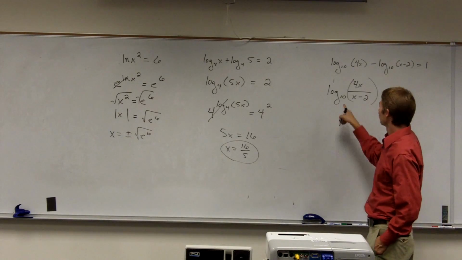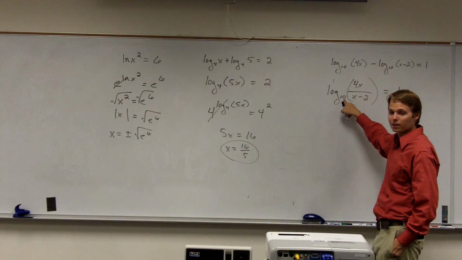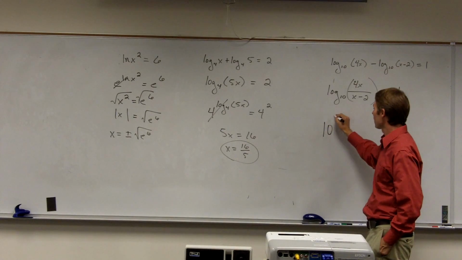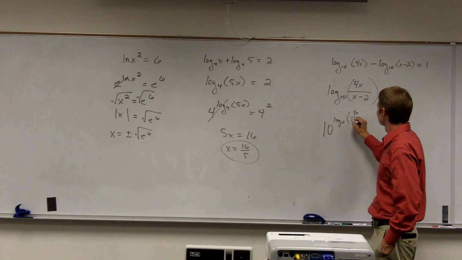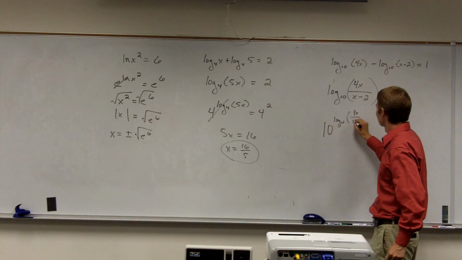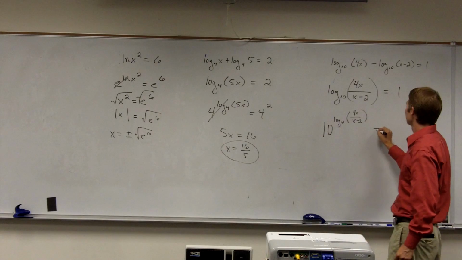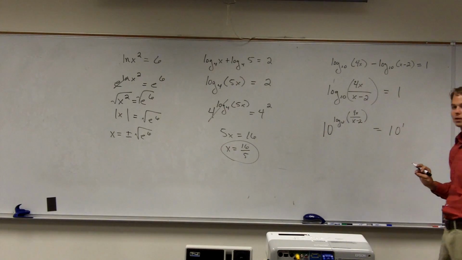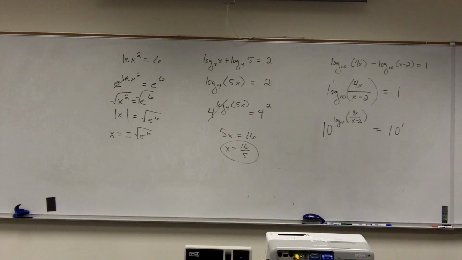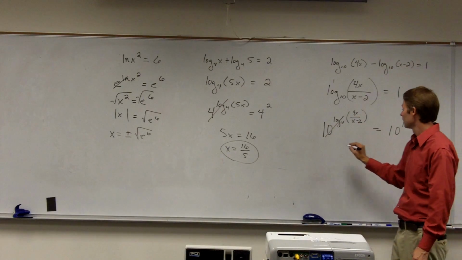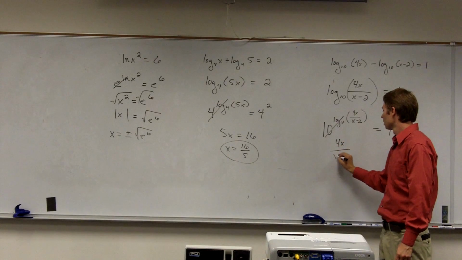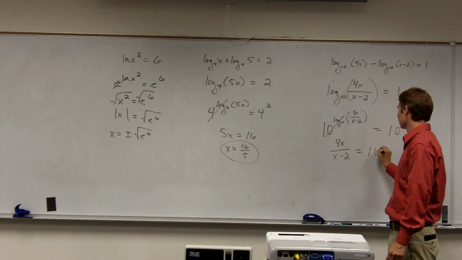So then I can raise both sides. I'm going to try to get rid of the log base 10, so I'll raise both sides as a power of 10. So I get all that up there, and then 10 to the first power on the right. This 10 and this log base 10 will cancel out, and then I'm just left with 4x over x minus 2 is equal to 10.